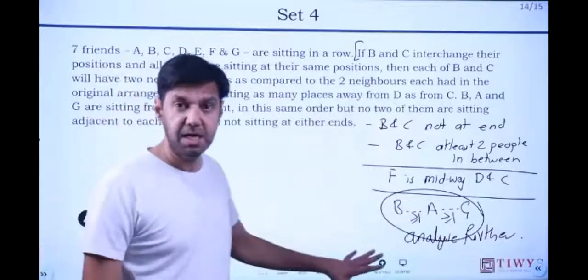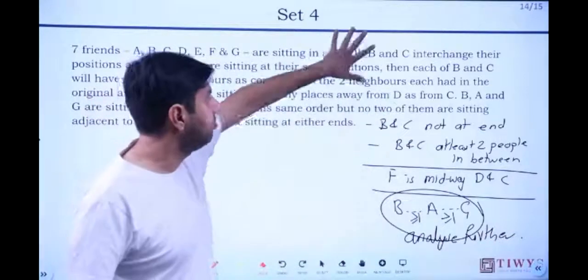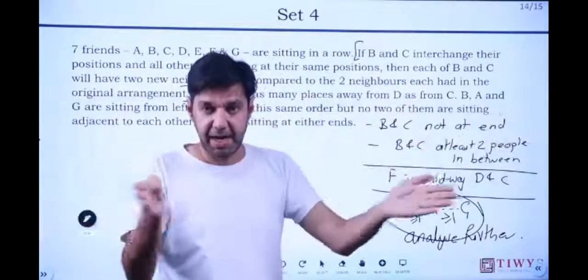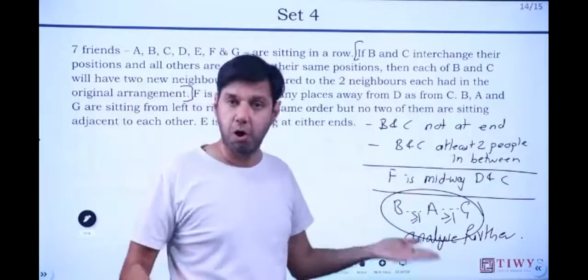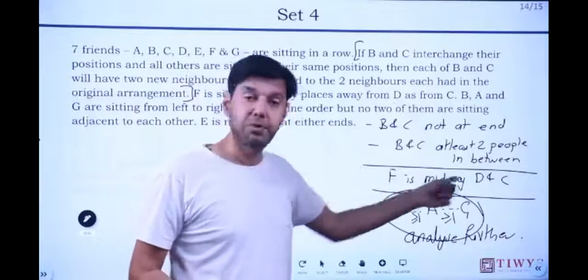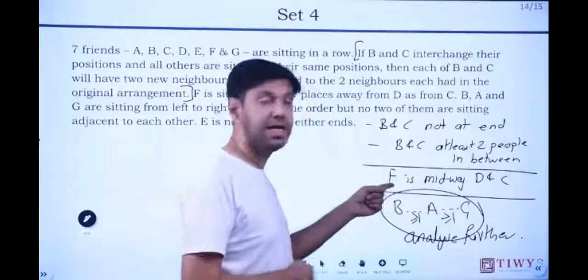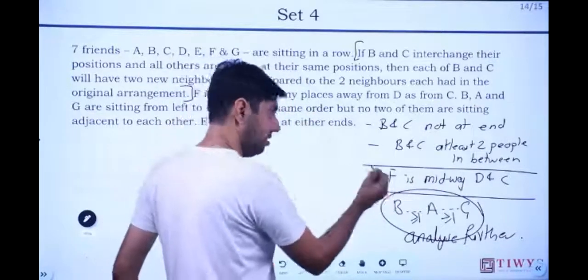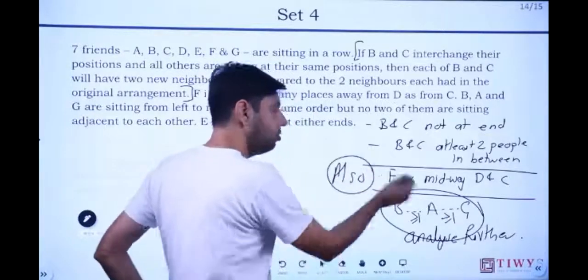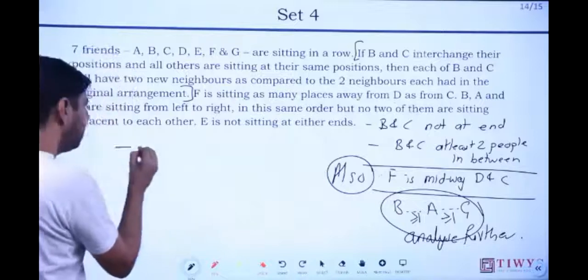Samjhe kya process? How do you start? Where do you start? B or C, the first clue. They are not at the ends. They could be anywhere with the gap of 2. Lots of places are there. You can't do anything with this. With this, you can try. This also can be a starting point. Kaise karenge, also a starting point? Tell me. 1, 2, 3.